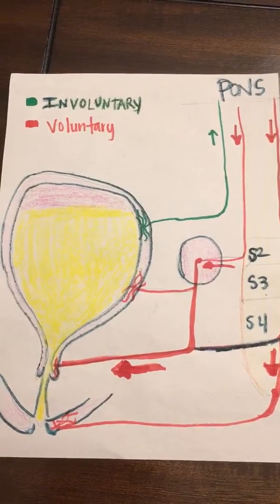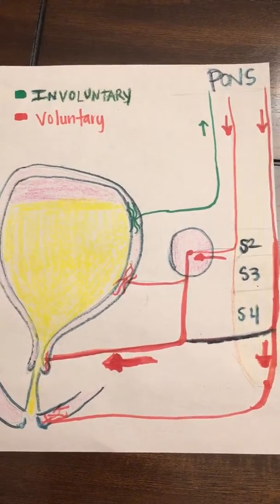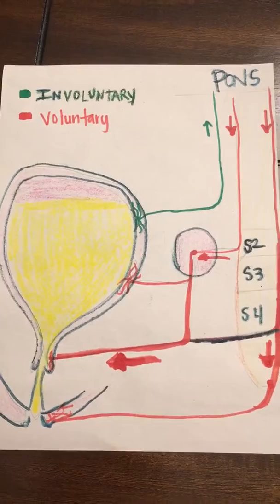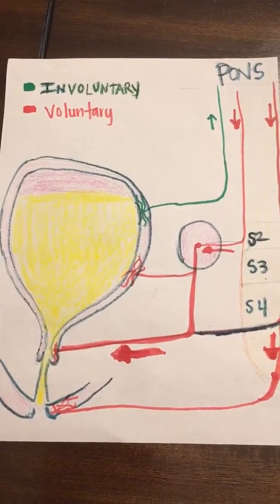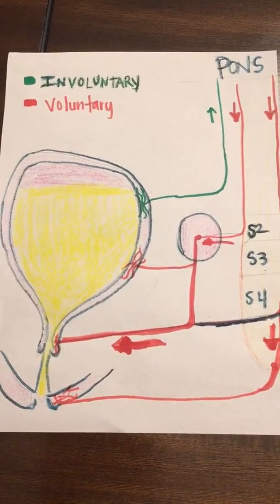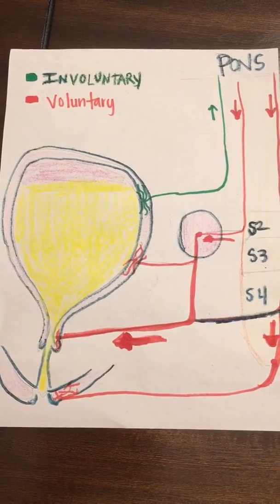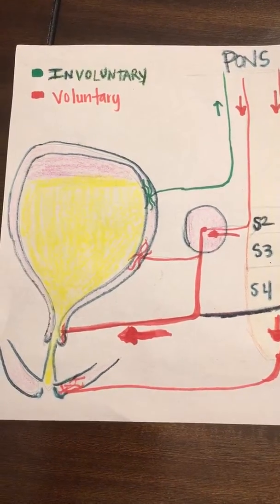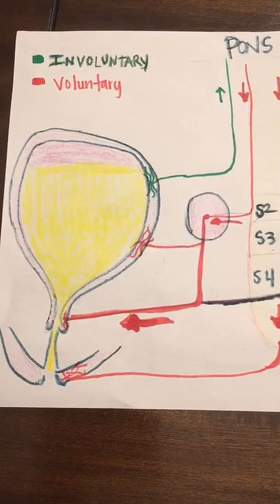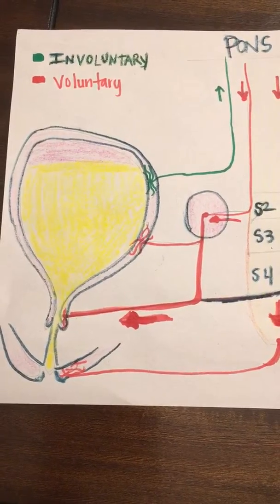If the time is not right to urinate, signals from the cerebrum excite spinal interneurons that keep the external urethral sphincter contracted, right here. And the urine is not released but retained in the bladder.